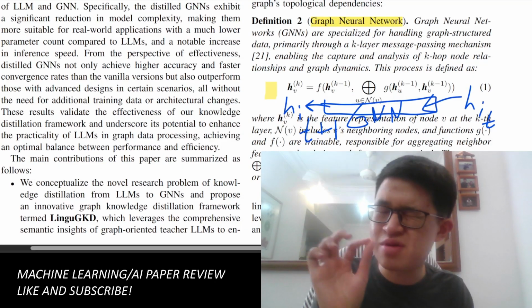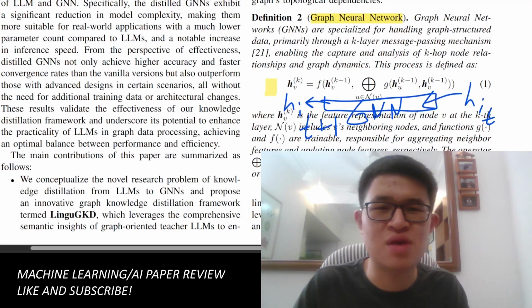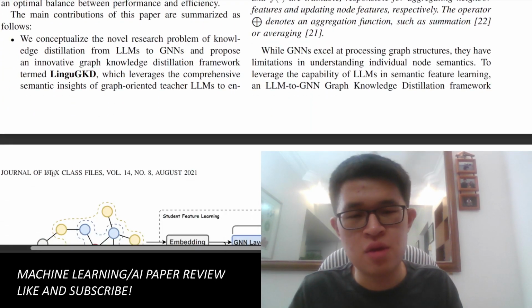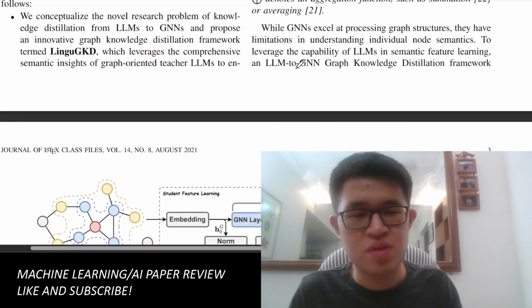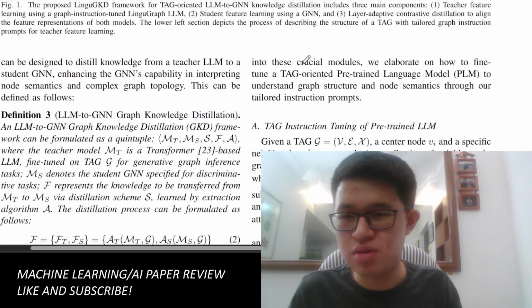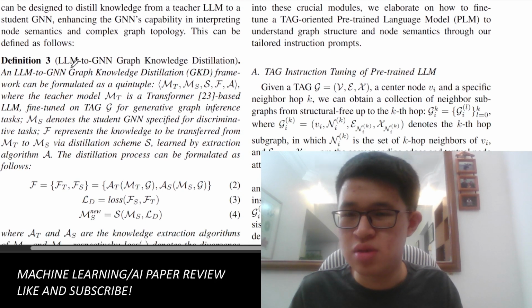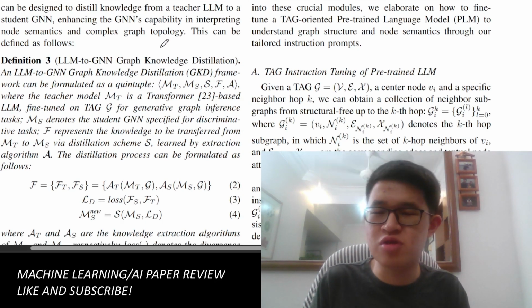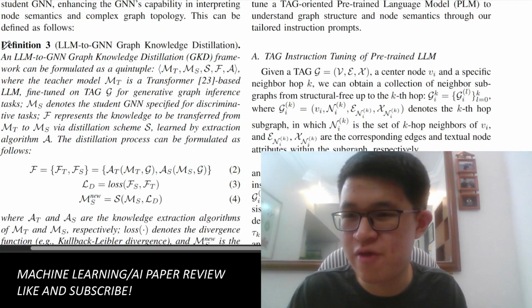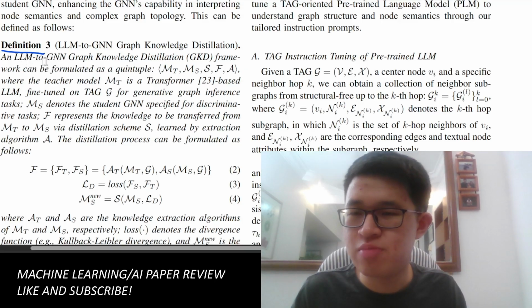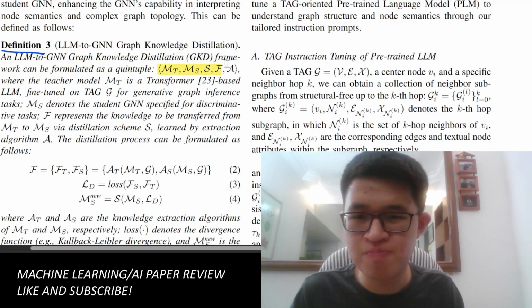It's not precisely accurate, but I think that's enough for this paper. So okay, right, and now let's go to here. Then they define how they conduct their knowledge distillation approach in Definition 3. LLM-to-GNN knowledge distillation can be formulated as a quintuple, right?